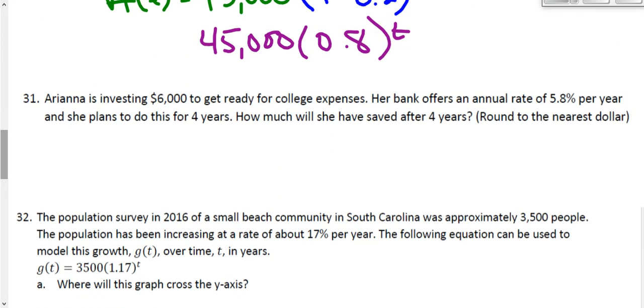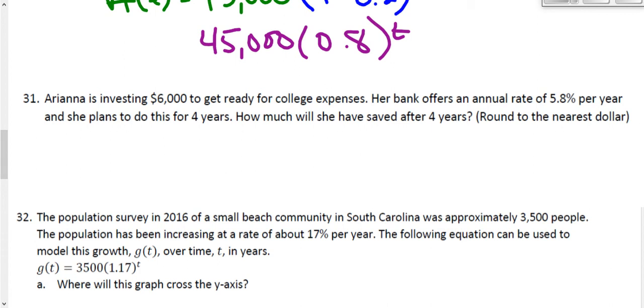All right, let's take a look at 31. We have Ariana investing $6,000 to get ready for college expenses. So investing means that her money is going to grow. So that's appreciation, that's exponential growth. Her bank is offering an annual rate of 5.8% per year, and she plans to do this for 4 years. So it's asking how much money she will have saved after 4 years.